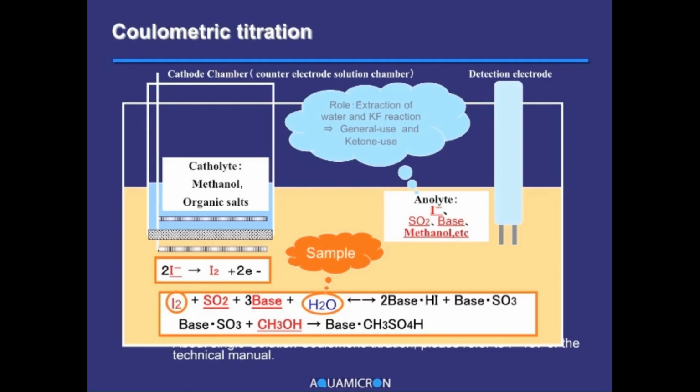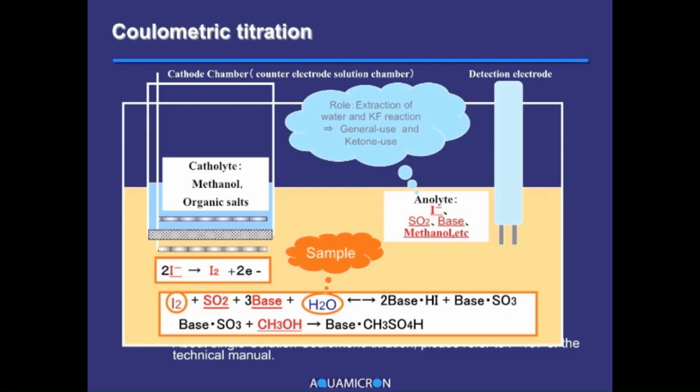In order to generate iodine, I2, from iodide anion, or I-, the platinum net anode at the outside of the cathode chamber is used. When the anode deprives electrons from iodide anions, in other words, oxidizes iodide anions, iodine, I2, is generated at the surface of the anode, and the Karl Fischer reaction finally occurs in the main compartment.